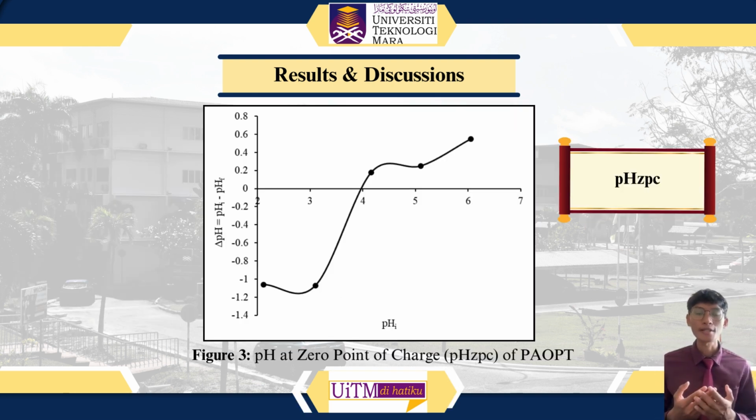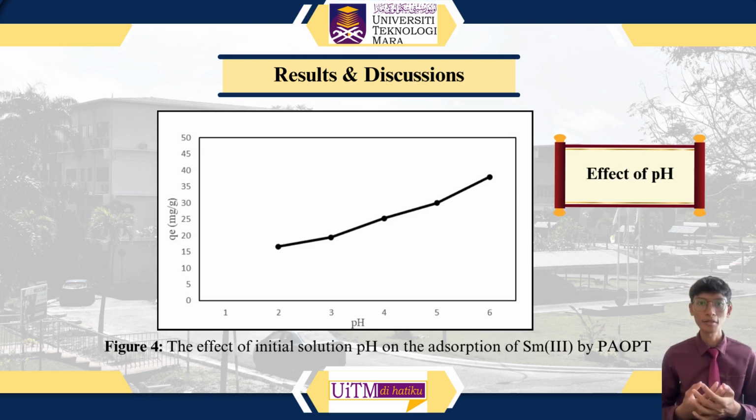The PAOPT exhibits a positive charge at a pH lower than the pH-ZPC due to the attachment of extra protons to the surface functional groups, thereby protonating them. This phenomenon facilitates the adsorption of anionic species and vice versa. The acquired result for the pH-ZPC is 4.16. In acidic conditions, especially low pH, a lot of hydrogen ions compete with the cations for the adsorption sites on the PAOPT, which makes it harder for the samarium to stick there.